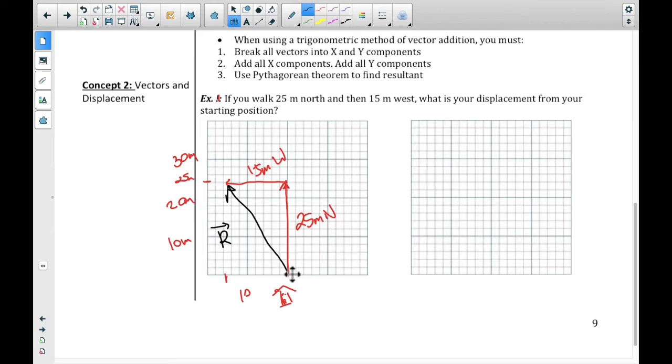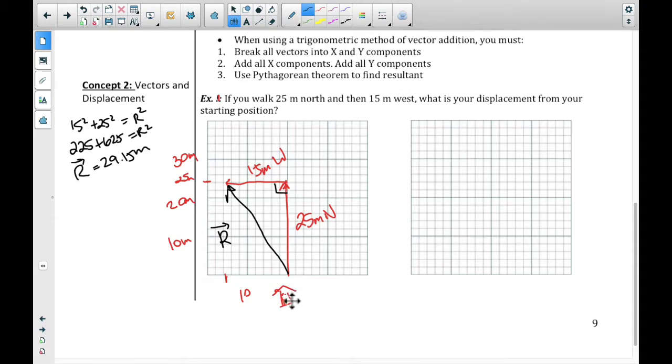Hopefully you would use a straight edge for that. So you've got a nice triangle here, and we can see that we're going to use the Pythagorean theorem to find out what that resultant vector is, because north and west are obviously at a 90-degree angle from each other. So let's go ahead and start the Pythagorean theorem here. I do my Pythagorean theorem, and I get that r, the resultant vector, is 29.15 meters long. So that's your total displacement, 29.15 meters.